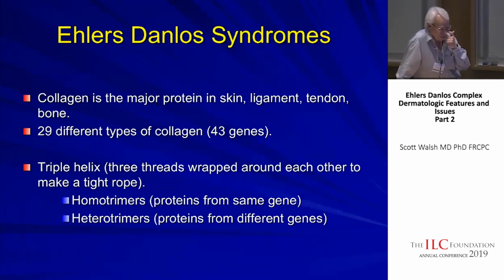Collagen is a rope. So the collagen fibril is 3 ropes turned around on each other. We call that a helix. And that rope has strength. And those 3 different ropes, making that one big rope, can be different molecules, or they can be the same molecule.